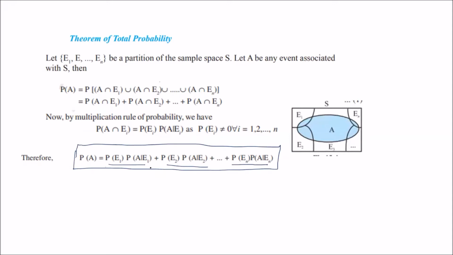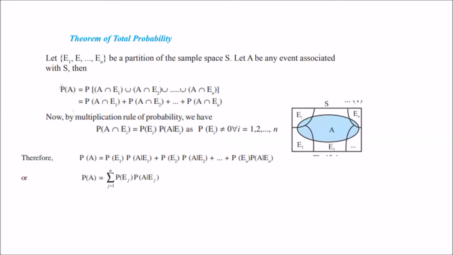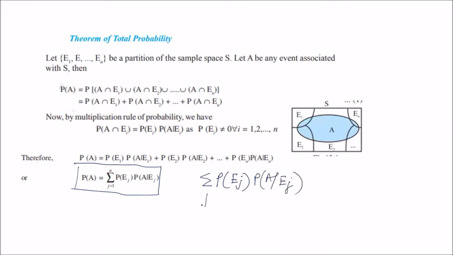Total probability of event A. Any event, for example corona positive, we'll understand better with an example. We can make a formula for this sum. It will be the sum over j of P(Ej) times P(A given Ej), where the value of j goes from 1 to n. This will be the probability of A.